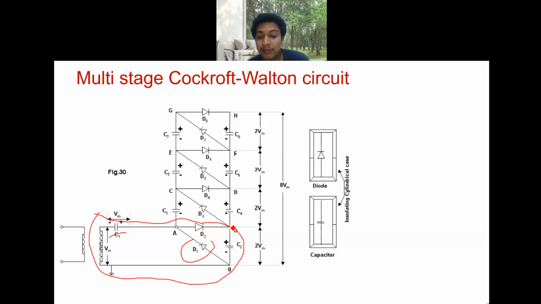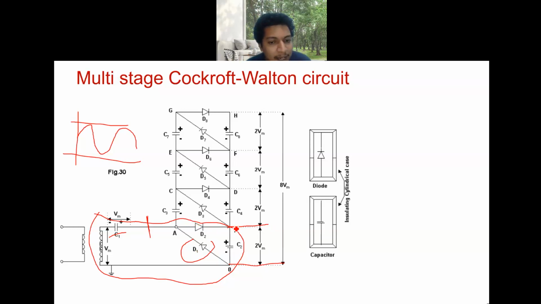So what will be the output of the circuit? Up to here, your output will be 2 Vm, right? You already know from our last class. So up to here you have 2 Vm, and at the terminal C1, you will have a voltage varying like this up to 2 Vm. Right. So we have an oscillating voltage at C1, and on C2 we have a constant voltage of 2 Vm. Right. So this much we discussed already. I think you follow, or otherwise you can go back and see once.